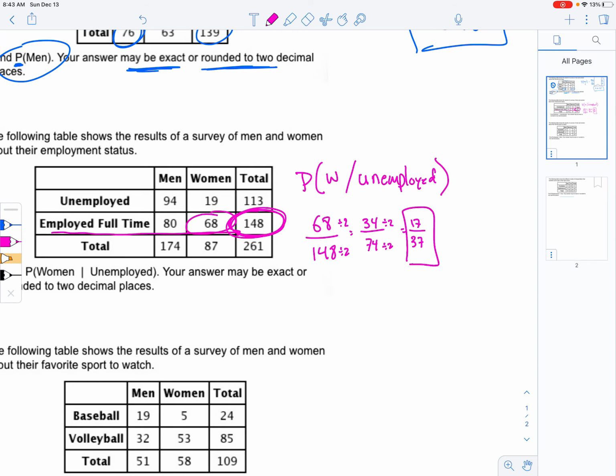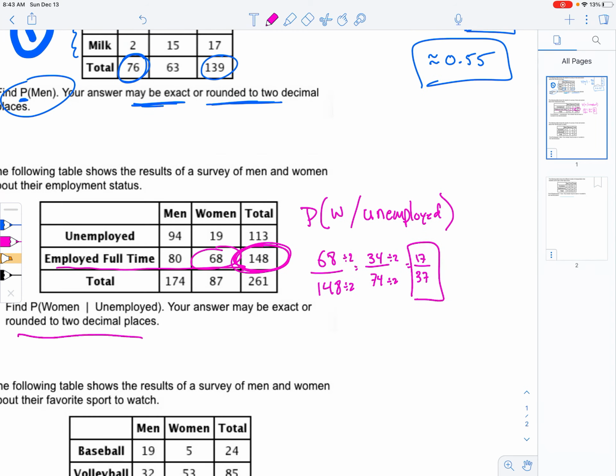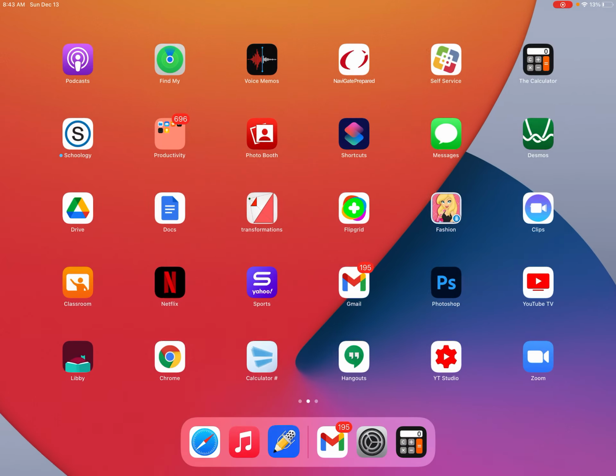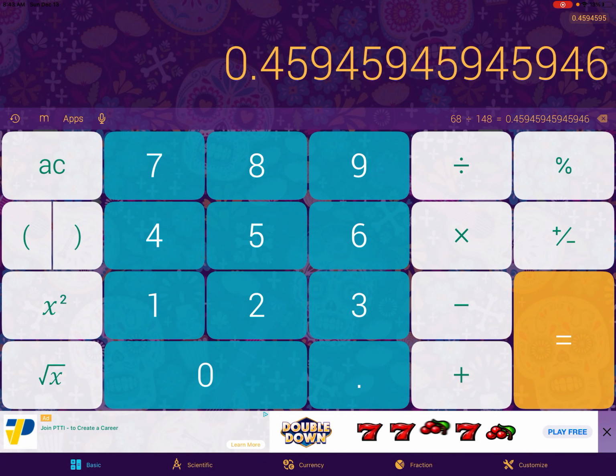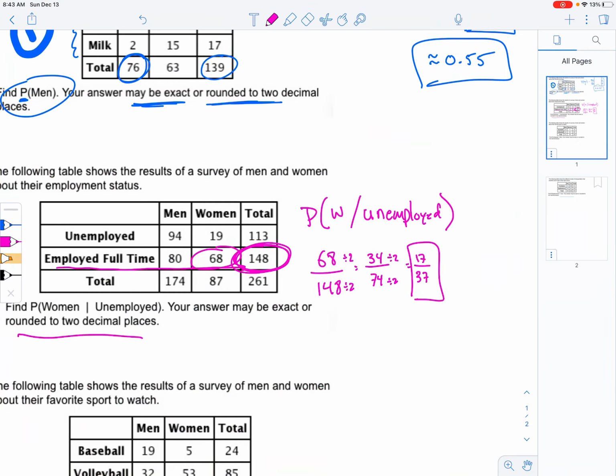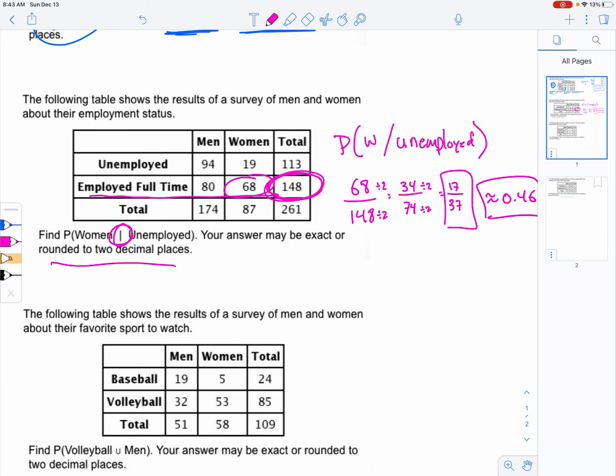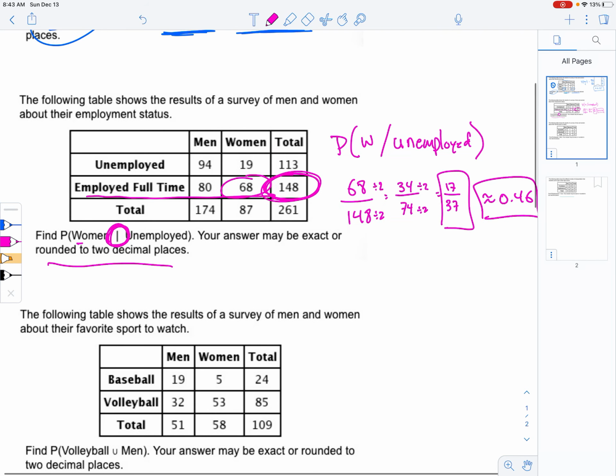Or like in the last one, we can round it to 2 decimal places. So 68 divided by 148 is 0.46. So either one of these would be okay, 0.46, and you'd be good. So that's what it means when you see this little line right here. It's how many of these out of this group. All right, moving on.